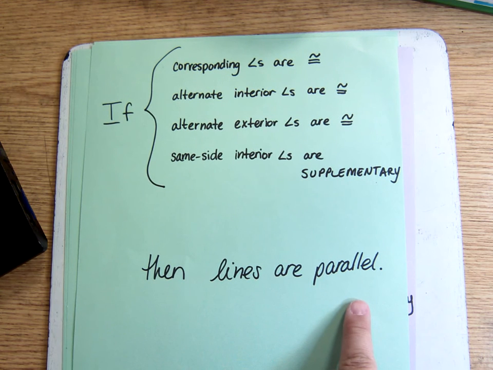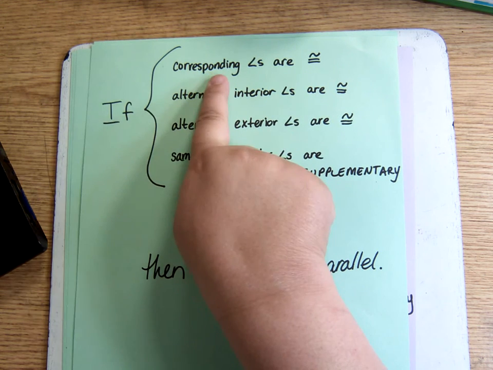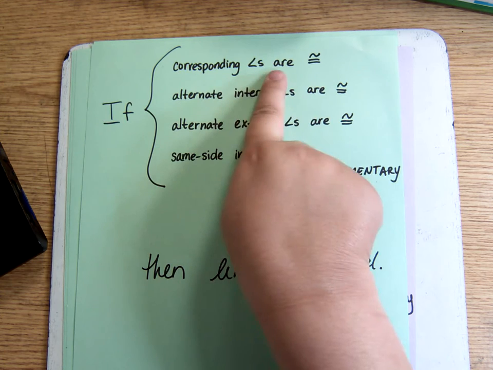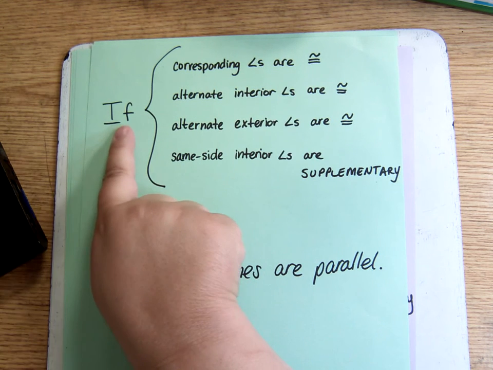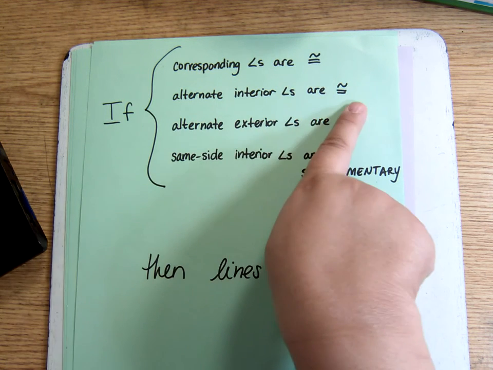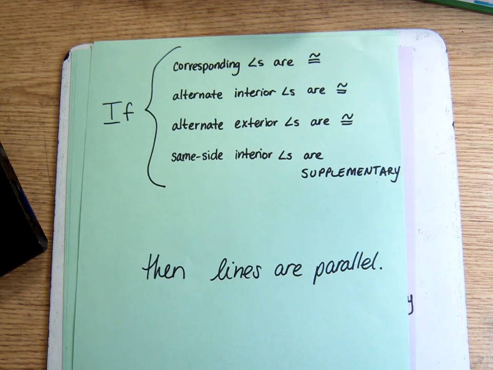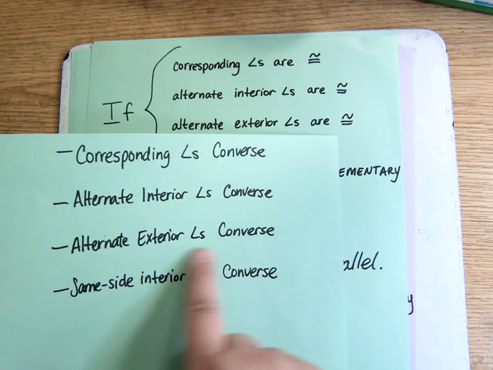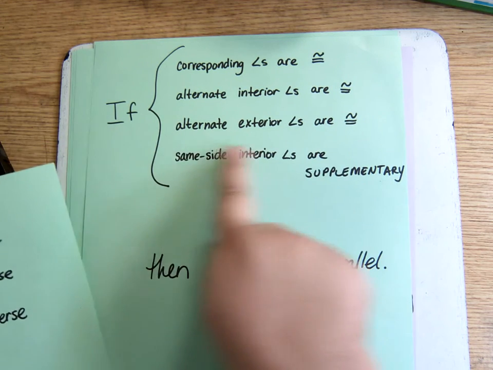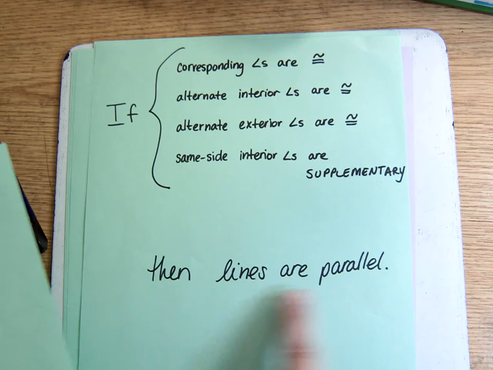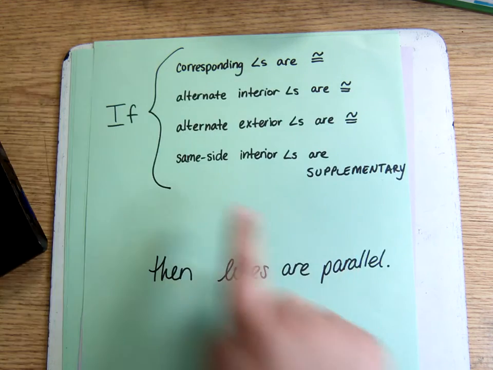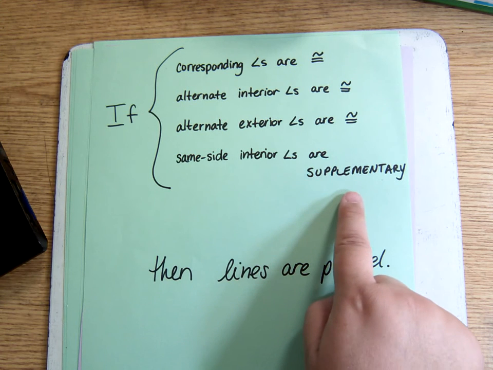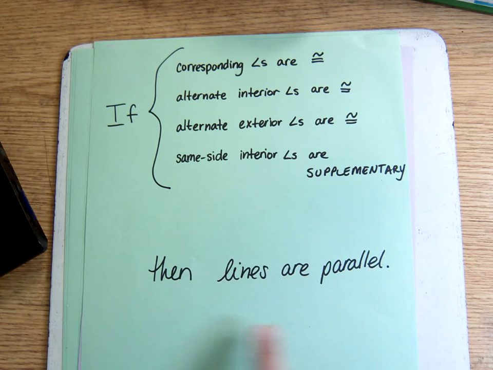So it's just backwards. The corresponding angles converse says if corresponding angles are congruent, then my lines are parallel. The alternate interior angles converse says if alternate interior angles are congruent, then the lines are parallel. The alternate exterior angles converse says if alternate exterior angles are congruent, the lines are parallel. And the same side interior angles converse says if same side interior angles are supplementary, then the lines are parallel.